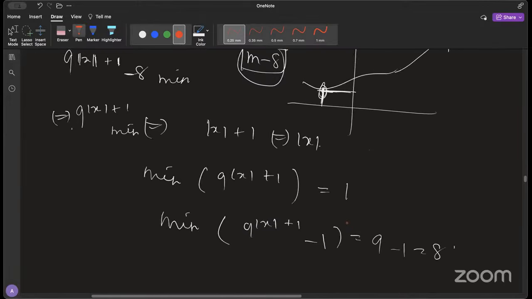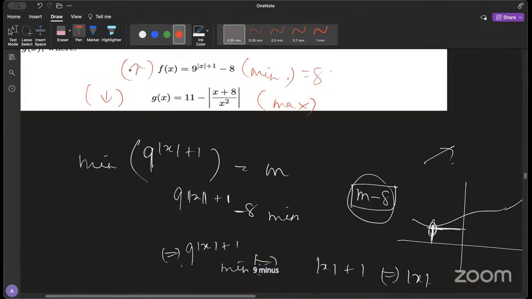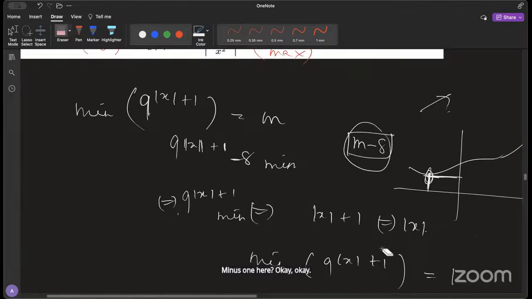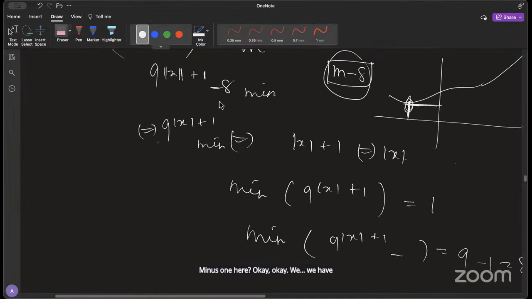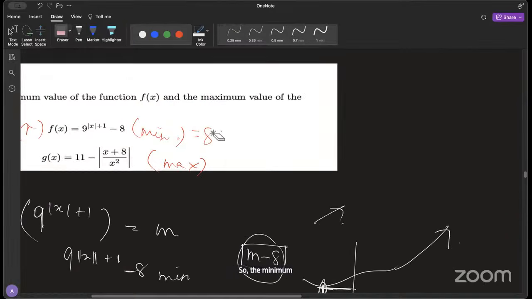One second. We have the nine minus 1 here. 8. Yeah, okay, 9 minus 8. We have 8 here. Okay. This is 8. The minimum value will be 1. So the minimum value here is 1, right? And the maximum of g(x) will be 11.